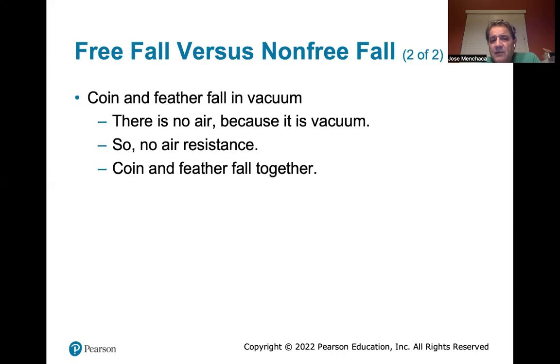Okay, coin and a feather fall in vacuum. There is no air because it is a vacuum, so no air resistance. The coin and the feather fall together.